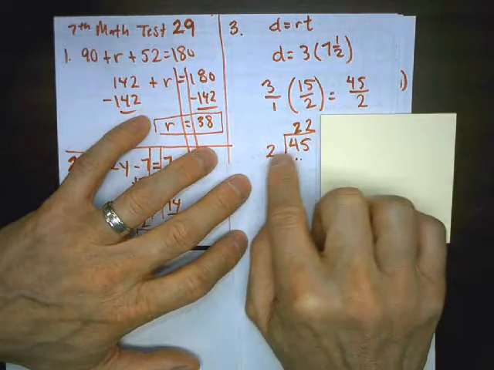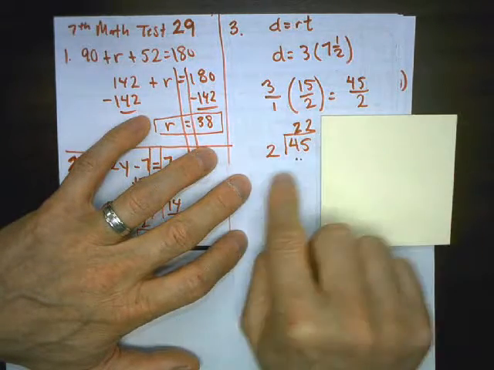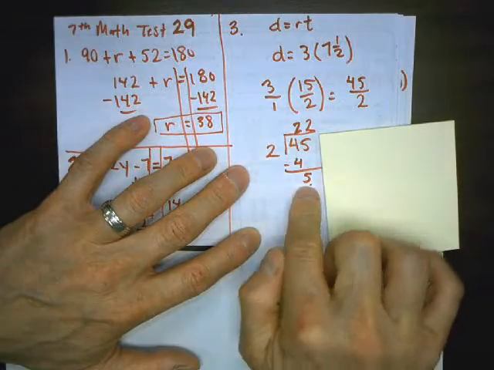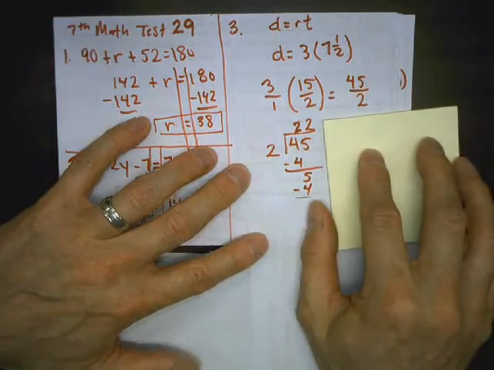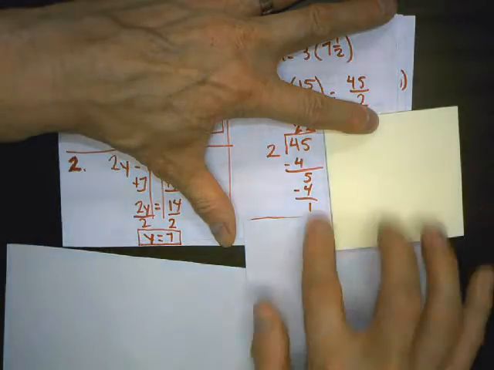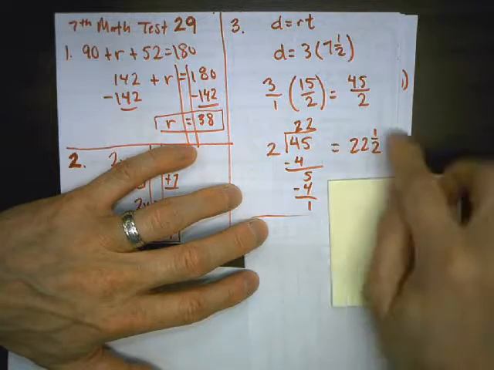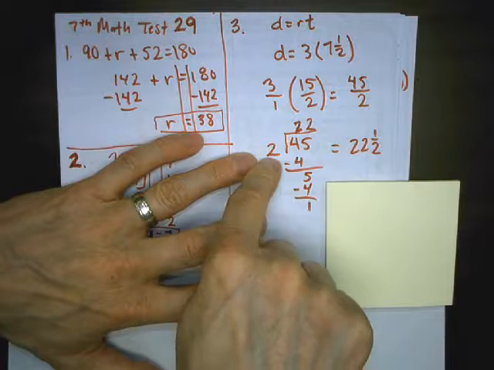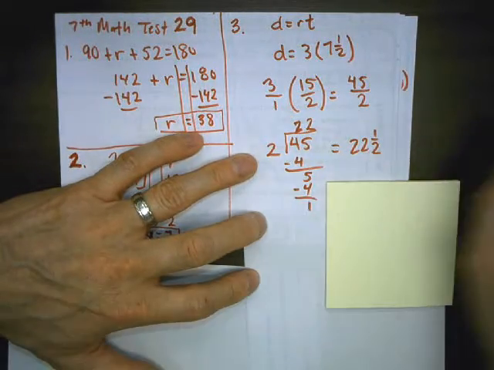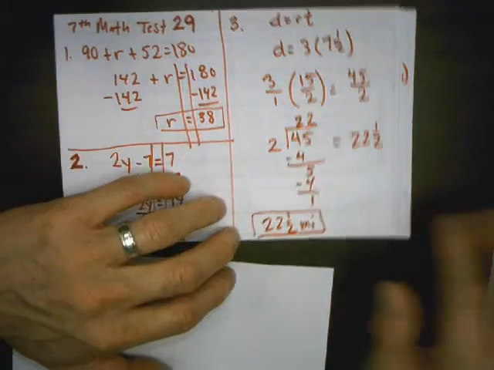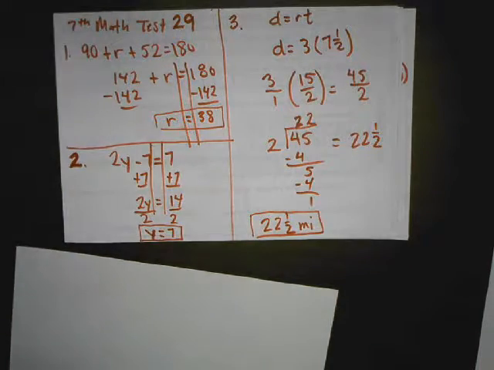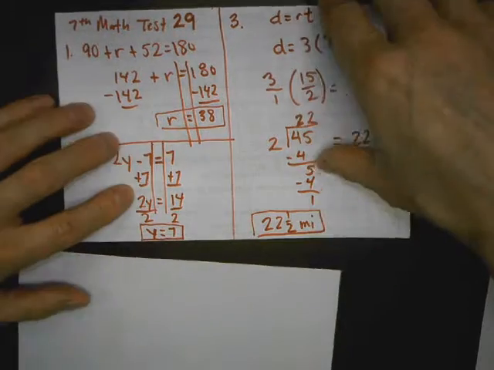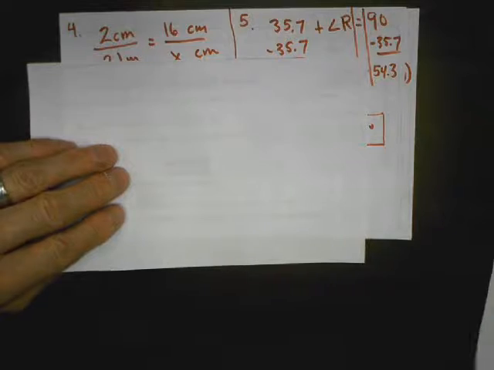So what I do is I say 2 goes, I divide, it goes in and out. 2 times 2 is 4. Subtract, bring down the 5. 2 times 2 is 4. That's the most number of times 2 can go into 5. And once I hit the end there, I can bring that remainder up top, keep the same denominator. So my answer is 22.5. But 22.5 what? 22.5 miles, because the rate was miles per hour. That's why it's miles. Next problem.